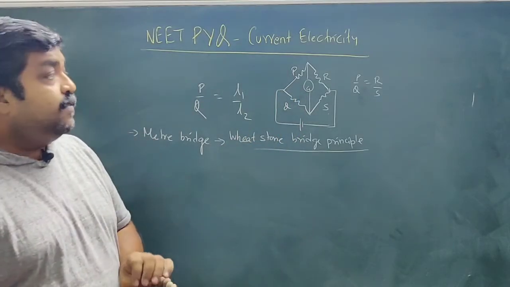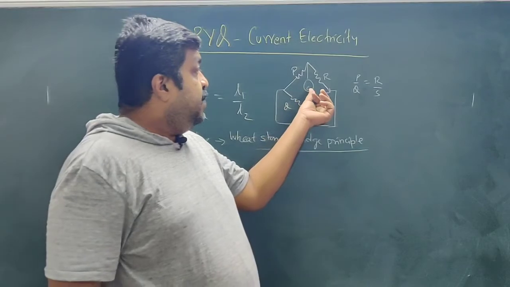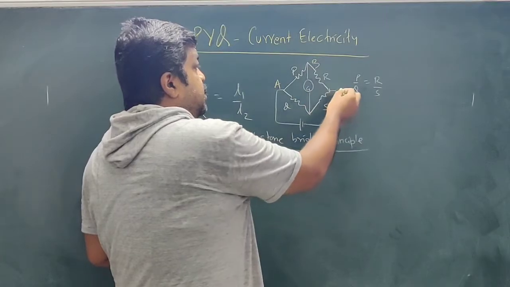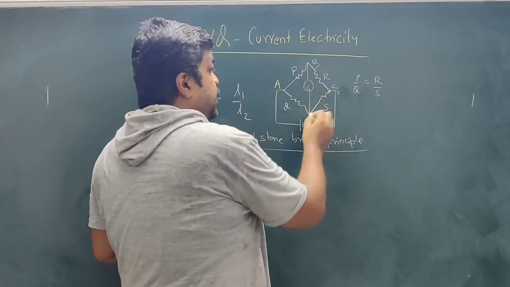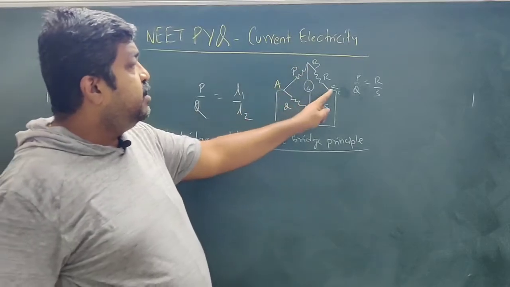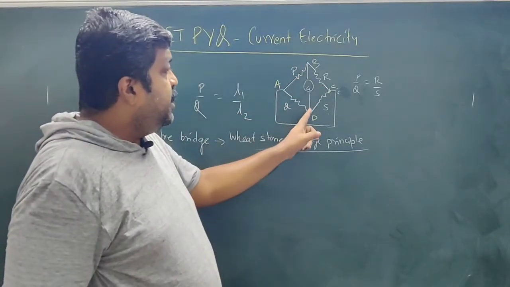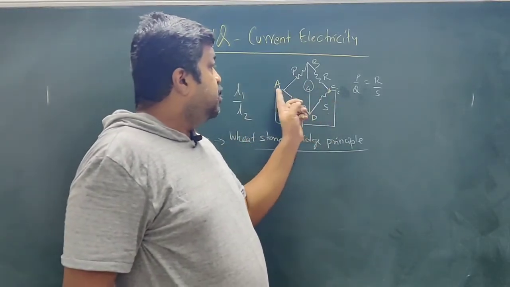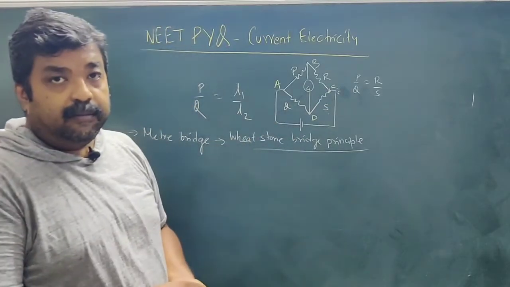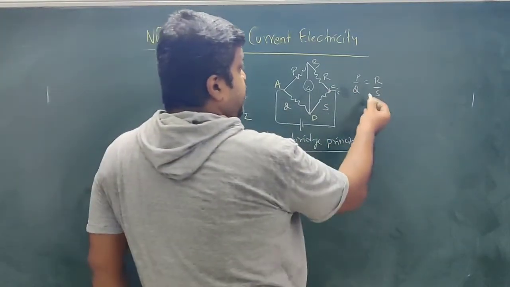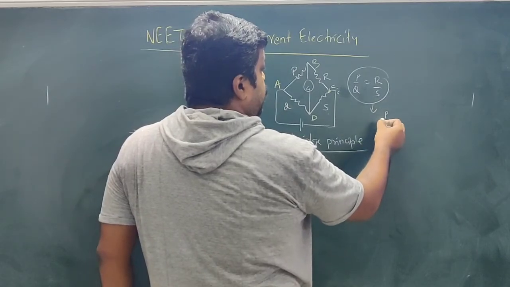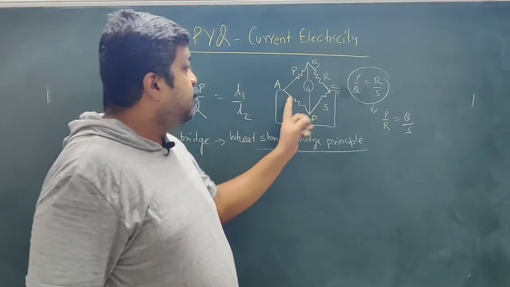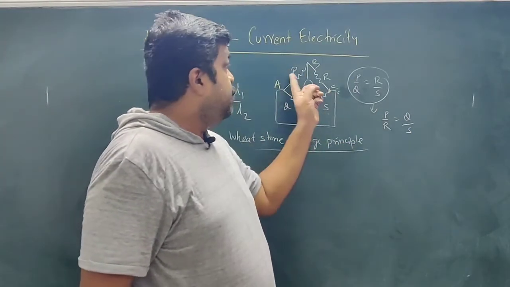And we have also studied that even if the position of galvanometer changes, see, this is A, this is B, this is C, and this is D. This is junction A, junction B, C and D. Between B and D, two opposite junctions, we have connected the galvanometer, and between two opposite junctions A and C, we have connected the battery or the cell, and we are writing this condition. But this condition is equivalent to P by R equal to Q by S.